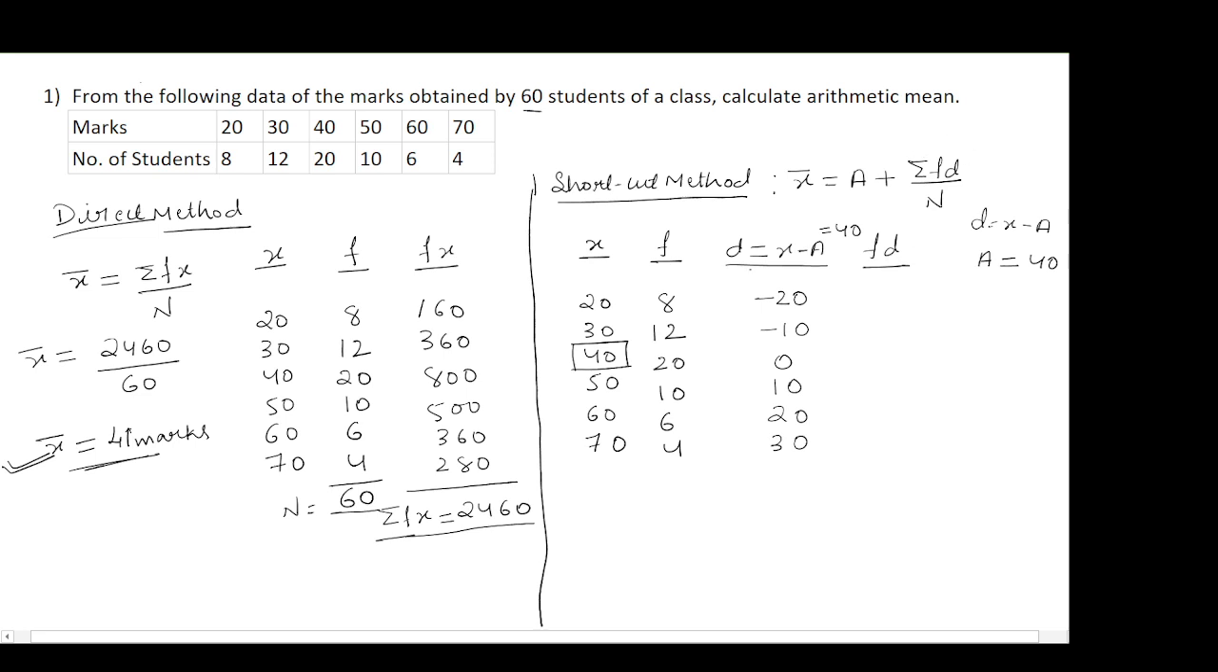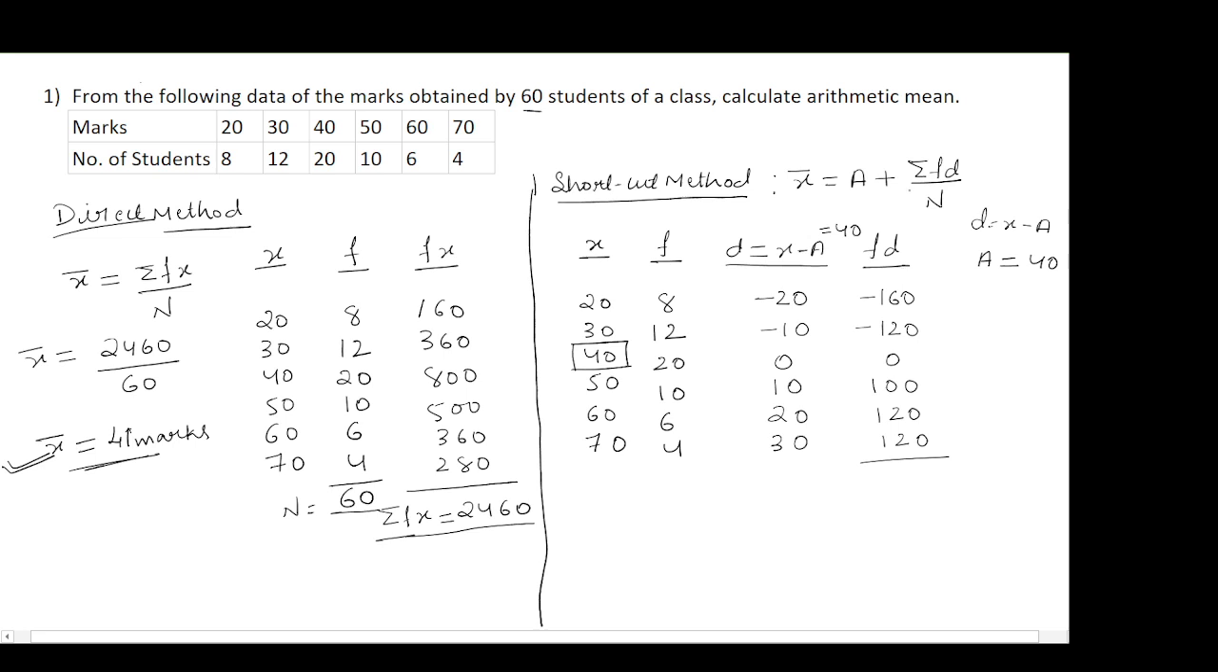Now my next step is to multiply these f values with d values. So 8 into minus 20, it is minus 160. 12 into minus 10, minus 120. 20 into 0 is 0. 10 into 10 is 100. 6 into 20 is 120. 4 into 30 is 120. So I've obtained fd values by multiplying each value of f with the d values.